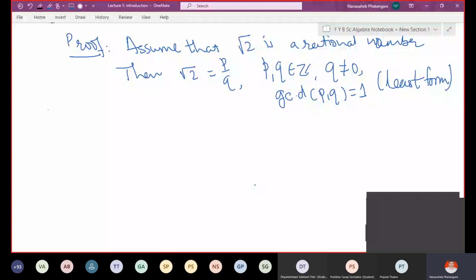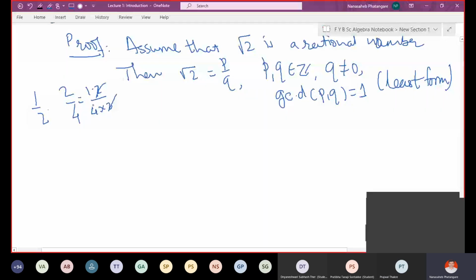Suppose root 2 is a rational number, it is of the form p by q, and assume that it is in least form. Least form means, for example, if you look at 1 by 2 and 2 by 4, the value is the same, and therefore we can neglect the common factors. So we can cancel 2. In the least form, we assume root 2 is a rational number and it is p by q. If there are common factors, cancel them out, and it is now in least form.